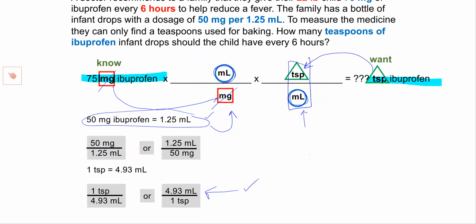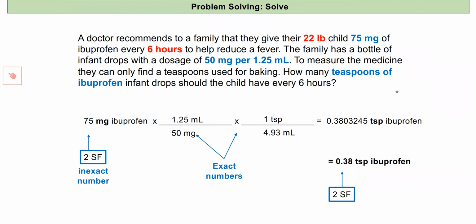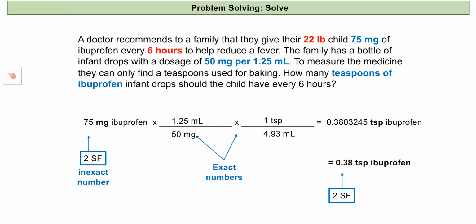Now, from this point, once I have a strategy based on my units, I can go ahead and just plug in those conversion factors. So my 75 milligrams of ibuprofen will be multiplied by 1.25 milliliters divided by 50 milligrams. My units of milligrams then cancel. I can then multiply this by 1 teaspoon divided by 4.93 milliliters. Now my milliliters cancel, and I'm left with units of teaspoons.